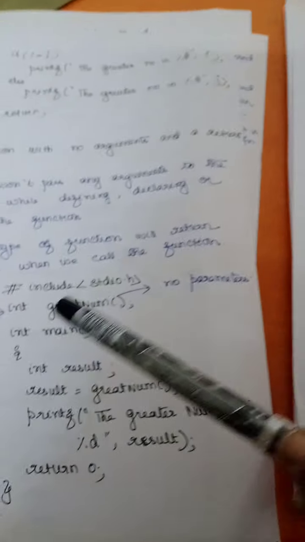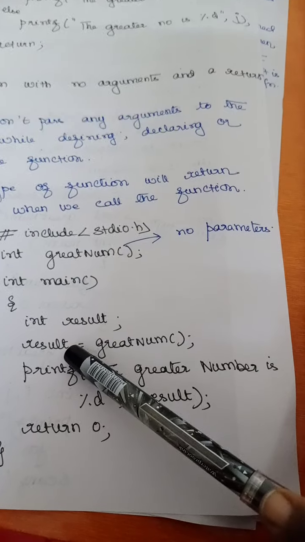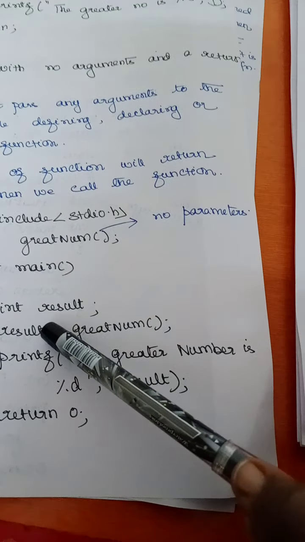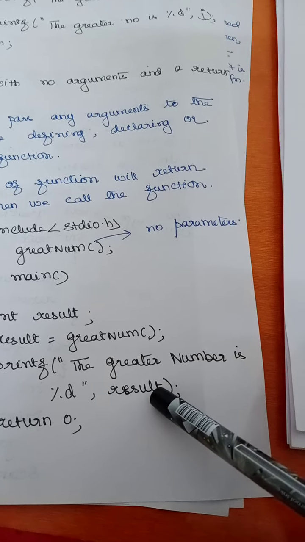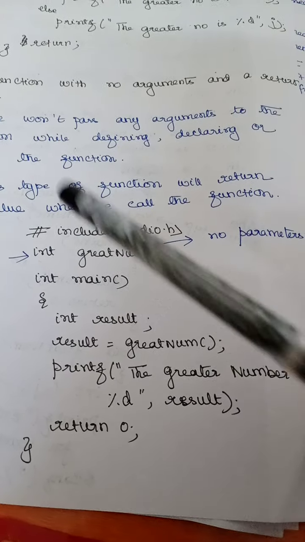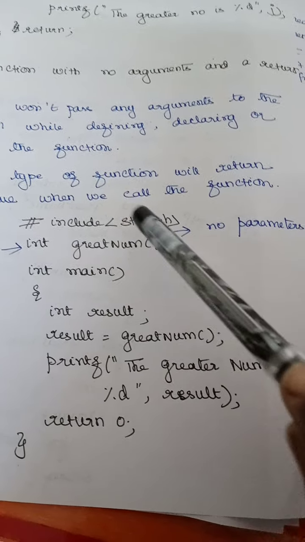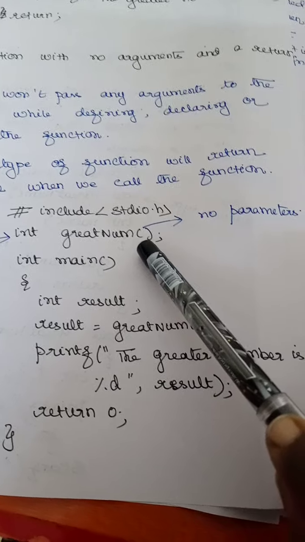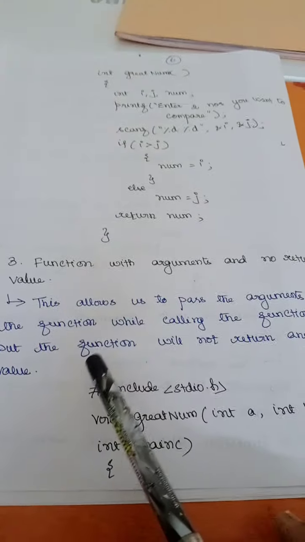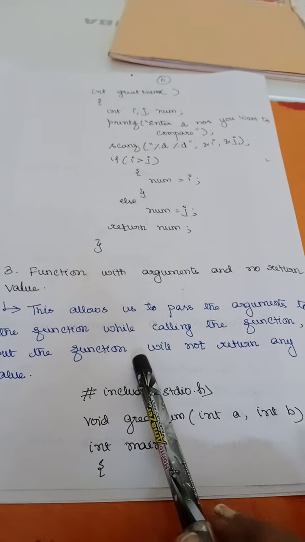So whatever the value I am returning here, that will be stored in the result, right? And that result I am going to print in the main program. So here I am returning, but here I am not accepting any value. Clear? Right. Next we will move on to the third type.